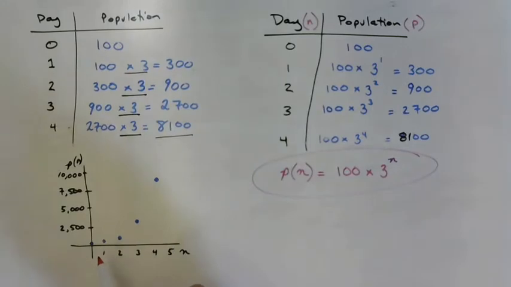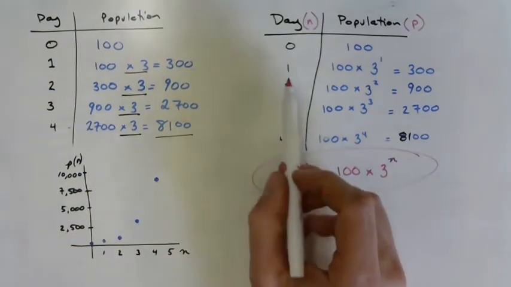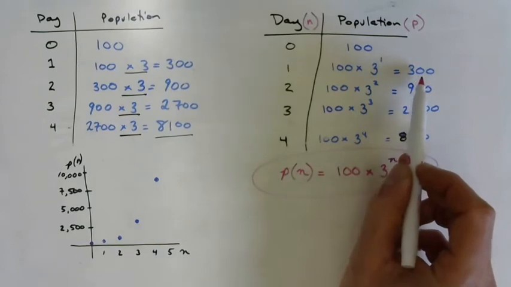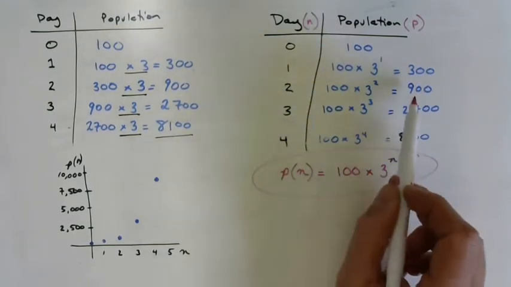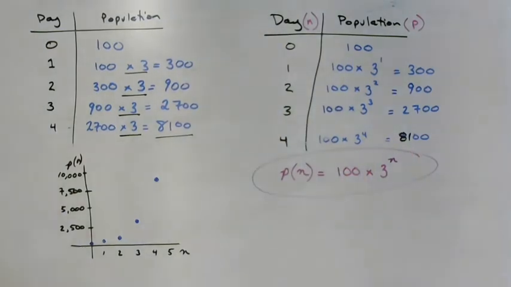Basically, there's a distinct output for each input. When you put in 1, you will get 300. When you put in 3, you will get 2,700. You will not put in 3 and get 900 or put in 3 and get 8,100, okay? There's one output for each input. So each element in the domain corresponds to exactly one element in the range.